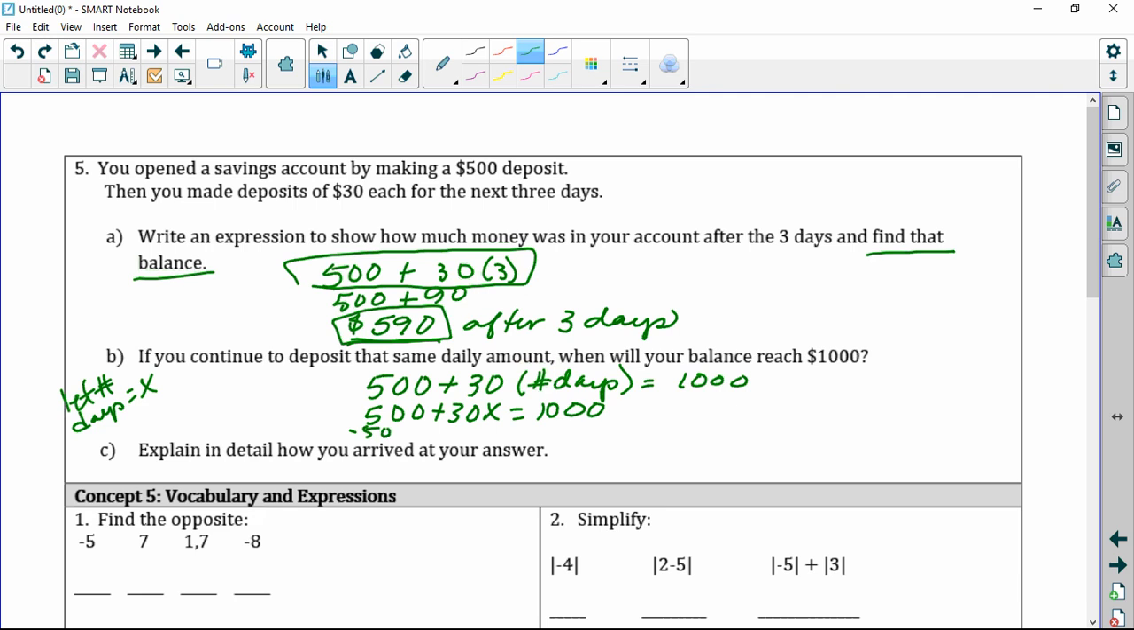Take away 500. Take away 500. So now I'm at 500. So 30x equals 500. Divide by 30. X is equal to, and it gives me, I believe, 16.6 repeating. Well, that can't have 2/3 of a day and count that, so it has to round up. 17 days.